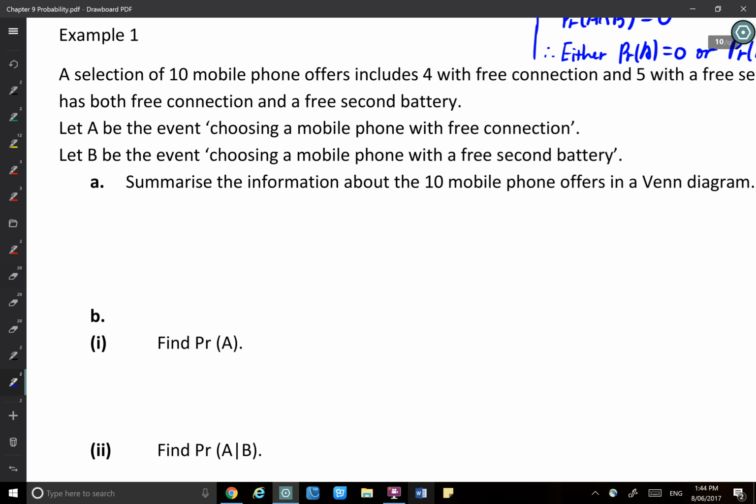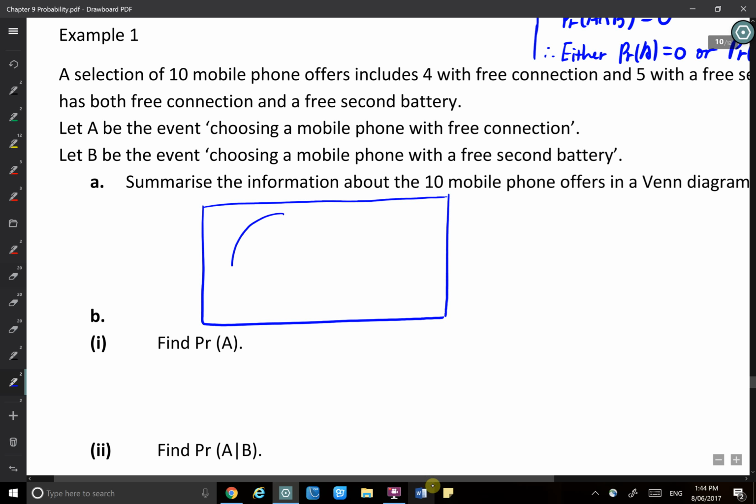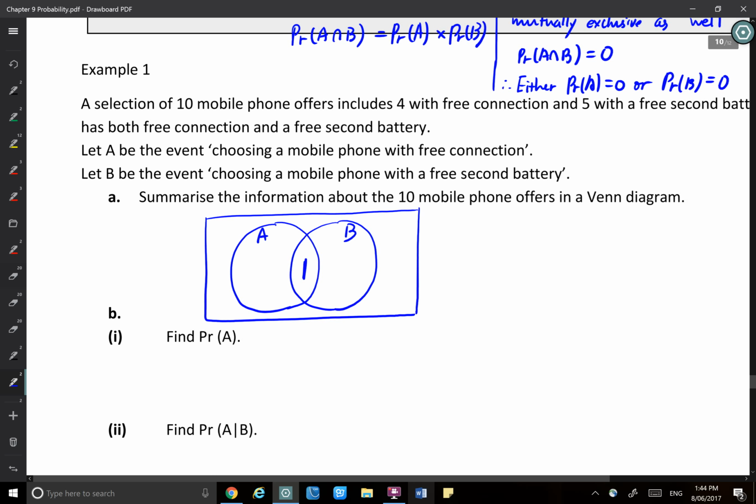Let A be the event of a mobile phone with free connections. Let B be the event of a free second battery. And draw the Venn diagram. So let's go for A and B. I have one in the middle. Okay, one got both.